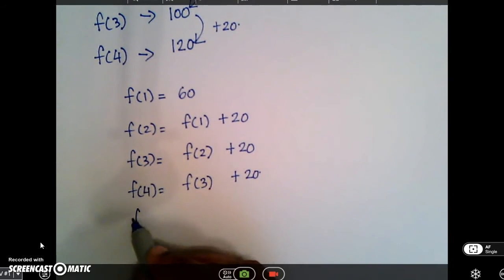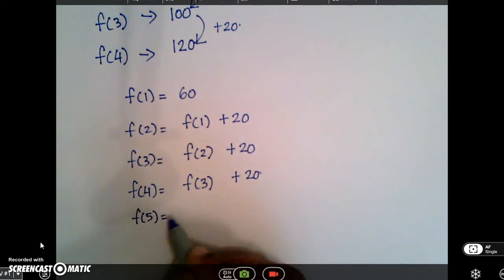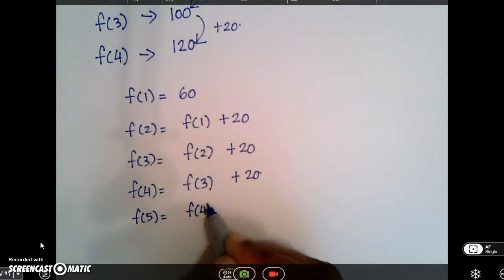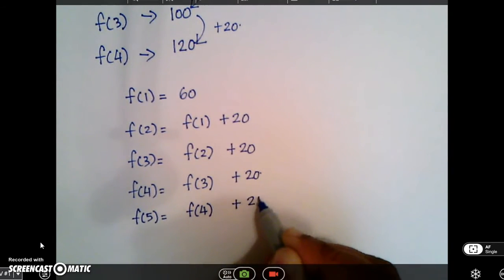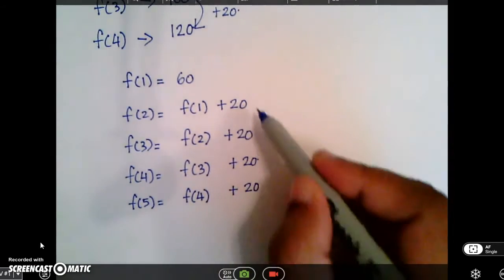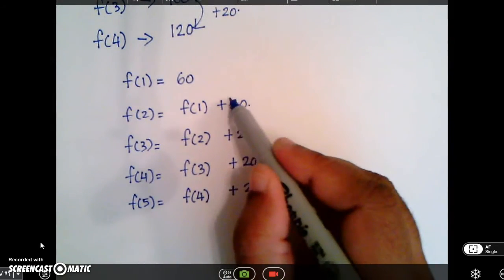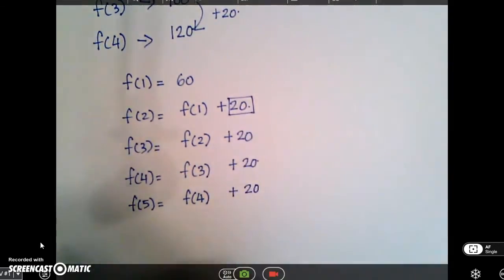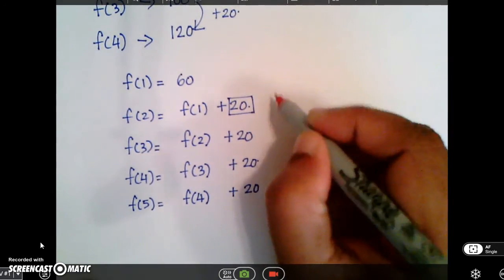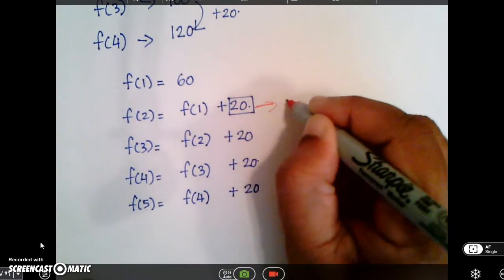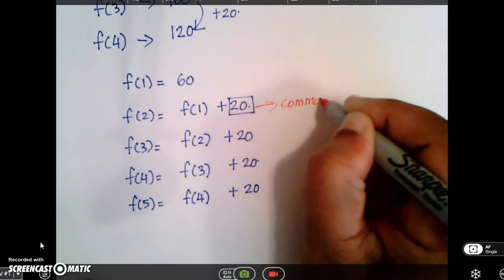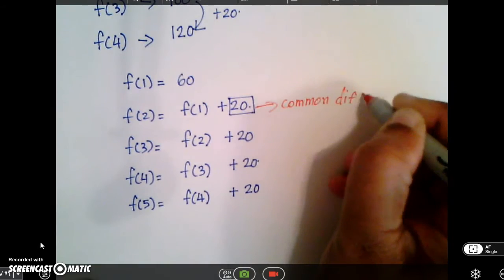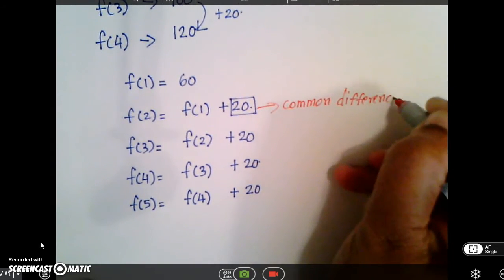So if I have to find f of 5, it will become the previous term plus 20. What's the significance of this 20? That was my common difference. That was my common difference, wasn't it? Common difference, D.